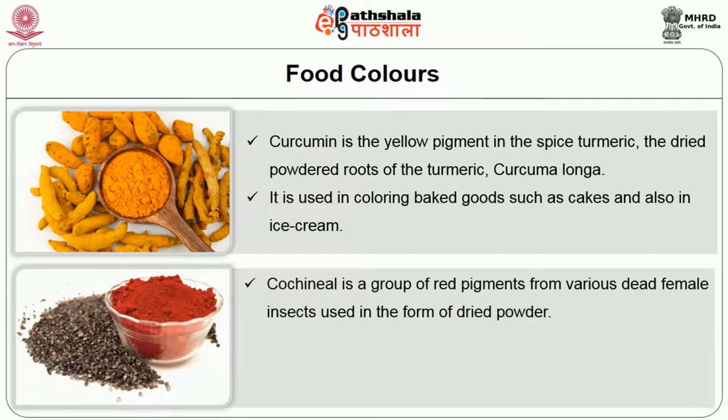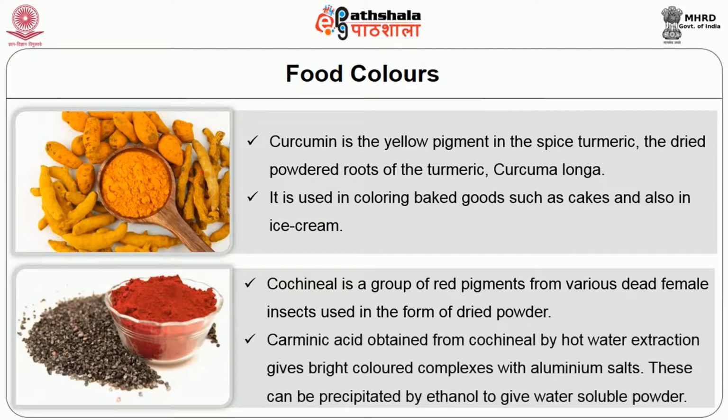Coccinelle is a group of red pigments from various dead female insects that are used in the form of dried powder. Carminic acid obtained from coccinelle by hot water extraction gives brightly colored complexes with aluminum salts, and these can be precipitated by ethanol to give a water soluble powder.